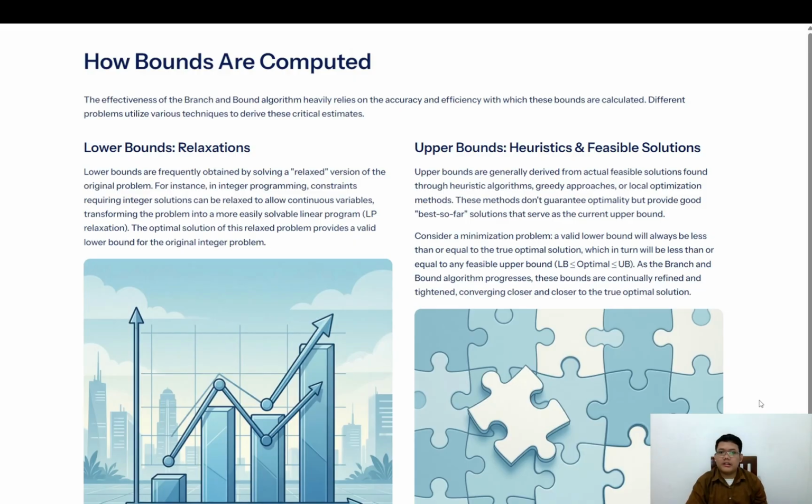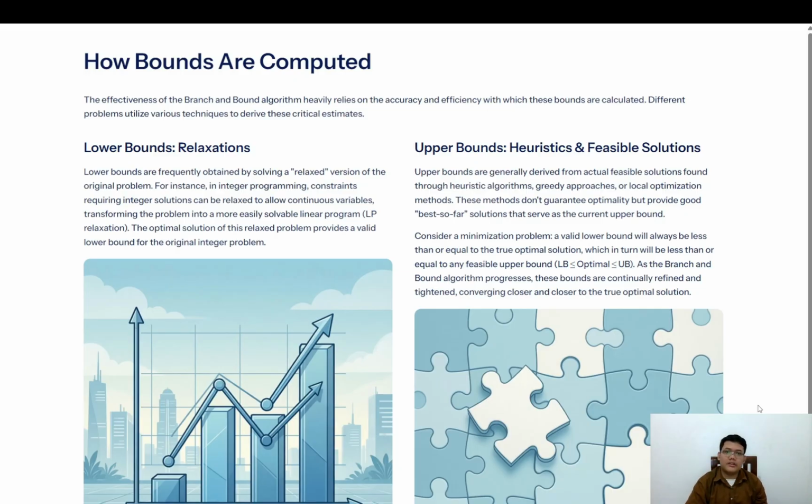How are bounds computed? Lower bound, relaxation. Lower bounds are frequently obtained by solving a relaxed version of the original problem. For instance, in integer programming, the constraint requiring integer solutions can be relaxed to allow continuous variables, transforming the problem into a more easily solvable linear program. The optimal solution of this relaxed problem provides a valid lower bound for the original integer problem.